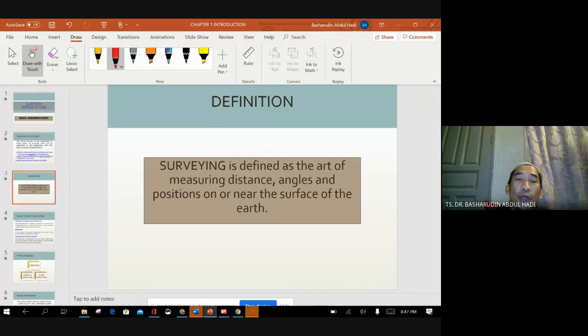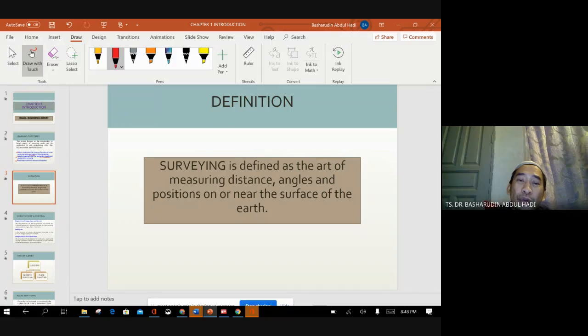Position means, for example, where is UiTM Pulau Pinang? The position means that maybe you measure it by coordinates. Coordinates maybe using a GPS, for example. So that means positions. And using distance and angle you also know the position, because everything on Earth has a different position. That's why we must measure the distance and measure the angle, because we just want to know the positions.